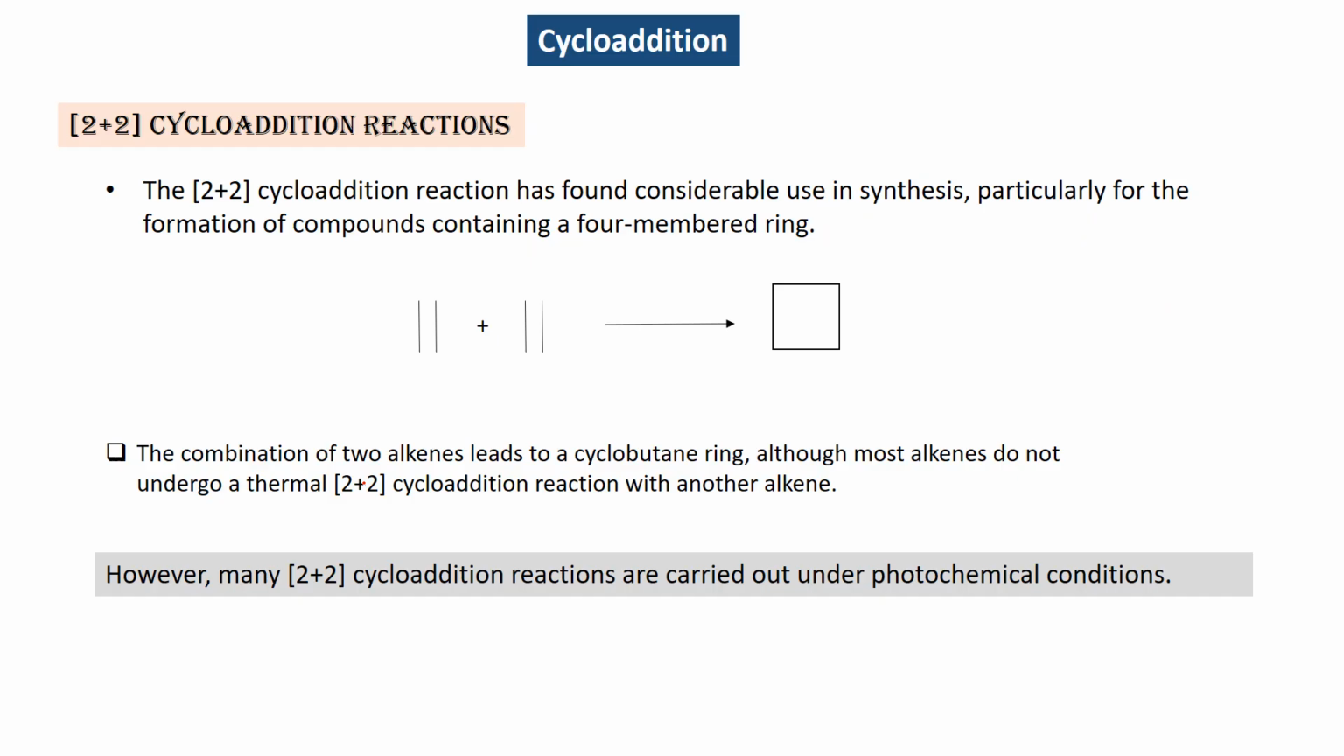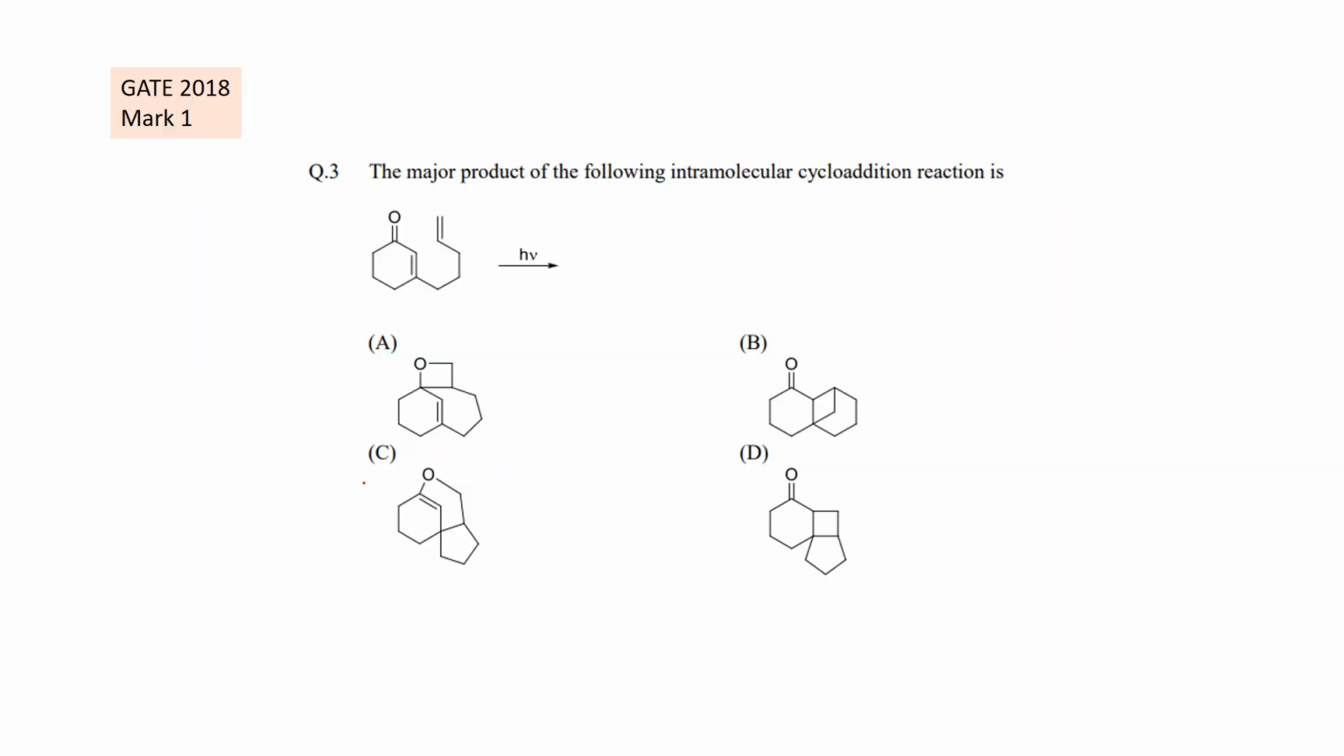The next cycloaddition type is the 2+2 cycloaddition reaction. The 2+2 cycloaddition reaction has found considerable use in synthesis, particularly for the formation of compounds containing a 4-membered ring. The combination of two alkenes leads to a cyclobutane ring, although most alkenes do not undergo a thermal 2+2 cycloaddition reaction with another alkene. However, many 2+2 cycloaddition reactions are carried out under photochemical conditions.